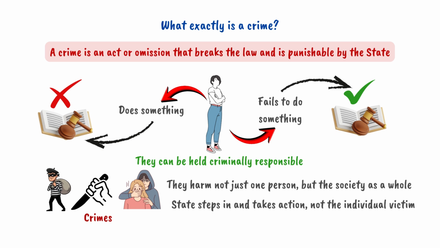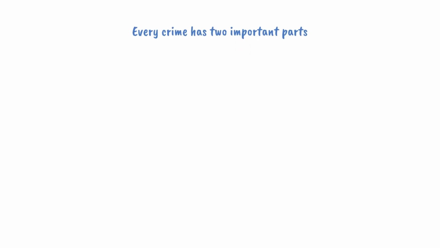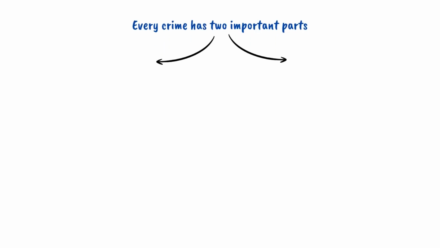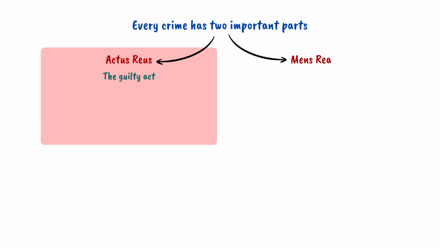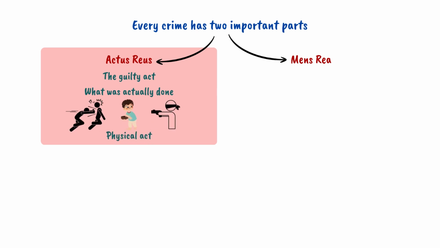So remember this simple formula. Crime equals act or omission plus against law plus punishable by state. Now every crime has two important parts, actus reus and mens rea. Let's break that down. Actus reus means the guilty act, what was actually done. For example, hitting someone, stealing or causing harm, that's the physical act.